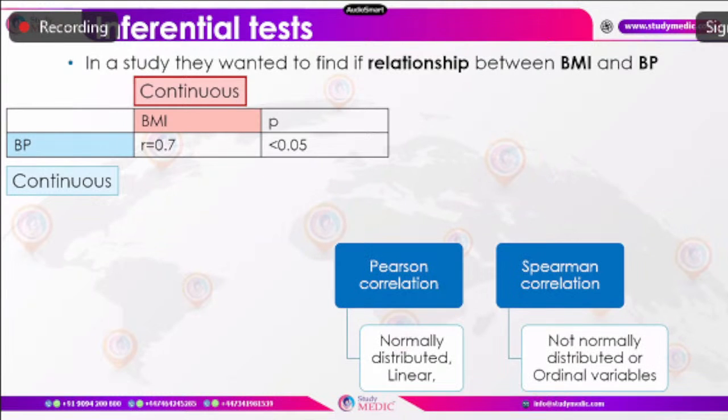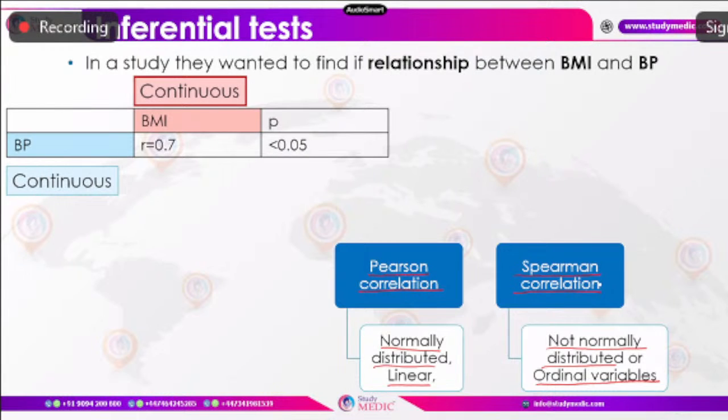When these two are continuous variables and normally distributed and linearly associated, then the test done to find out the association between two continuous variables is Pearson's correlation test. Now, if one of the continuous variables or both are not normally distributed, or if one of the variables is an ordinal variable, then we can go ahead and do the non-parametric equivalent of the Pearson test. That non-parametric alternative is Spearman's correlation test.